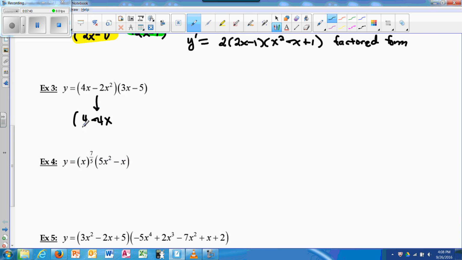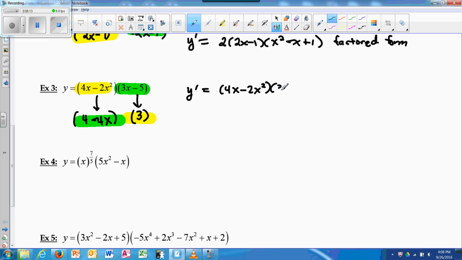Okay, so for example 3, the derivative would be 4 minus 4x. The derivative of the second term is just going to be 3. So for now, since we're just working on our product rule, I'm not going to go through and simplify everything, because that's really more of an algebra skill that you should have come in with to the course with as a prerequisite. So hopefully your algebra skills have been practiced for the last 3 years.